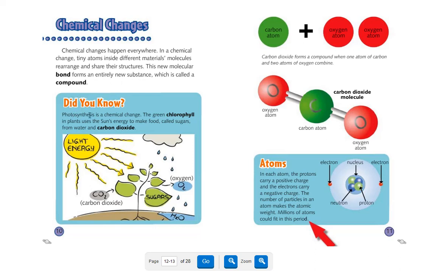So did you know that photosynthesis is a chemical change? That being the process by which plants absorb energy from the sun and turn it into energy they can use. The green chlorophyll in plants uses the sun's energy to make food called sugars from water and carbon dioxide. So really powerful example of a chemical change happening there. Plants using the power of the sun and essentially turning it into sugar.